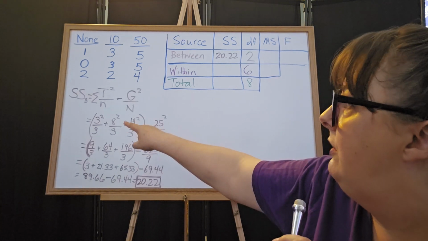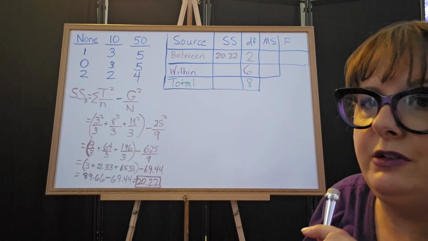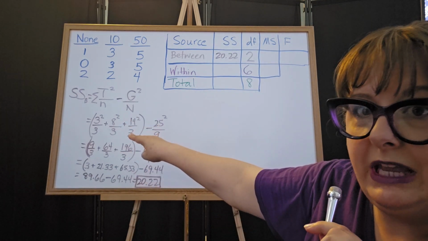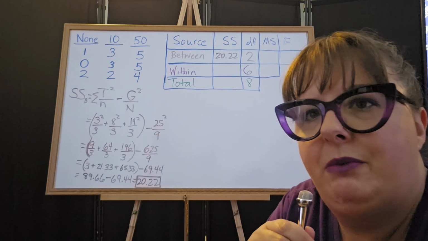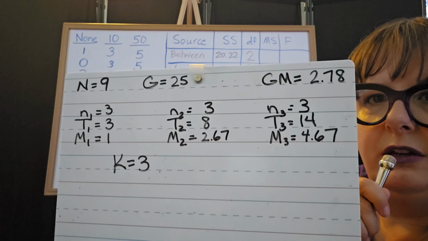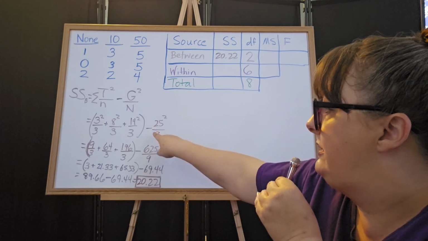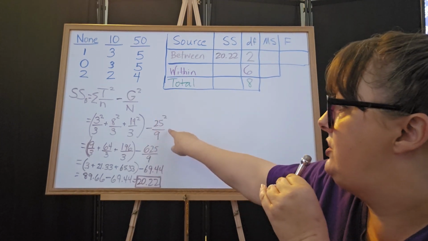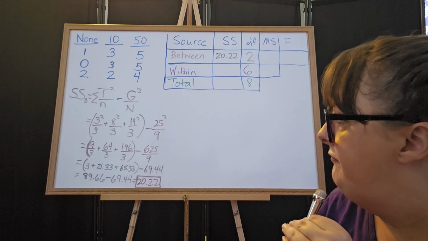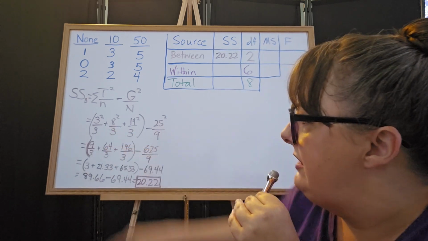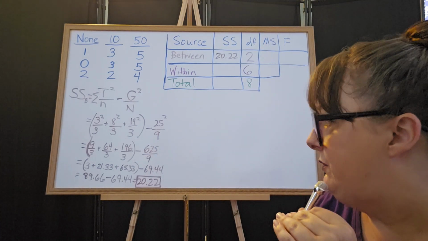For the first group, the T was 3. So it's 3 squared over 3, plus 8 squared over 3 because the T for group 2 was 8, and the n for group 2 is 3, and then 14 squared over 3. And remember, where did I get those T's? We computed those in the preliminaries. Then we subtract G squared over N. G is 25, so 25 squared divided by 9, which is your capital N. And so we square these numbers, and we get 9 divided by 3 plus 64 divided by 3 plus 196 divided by 3.